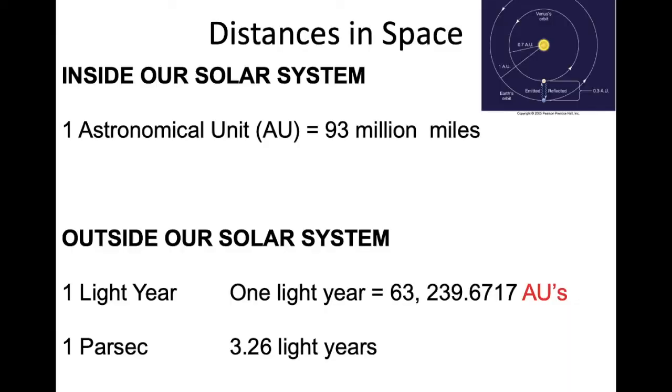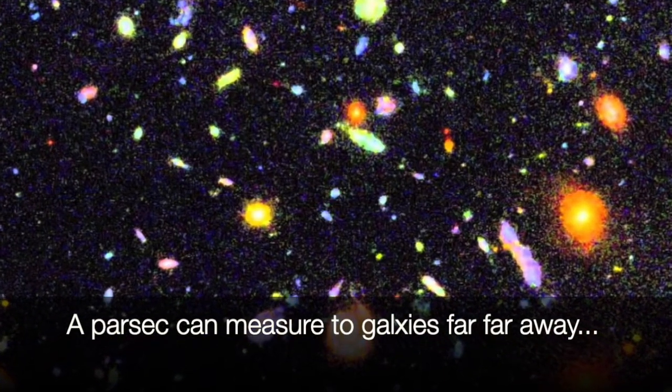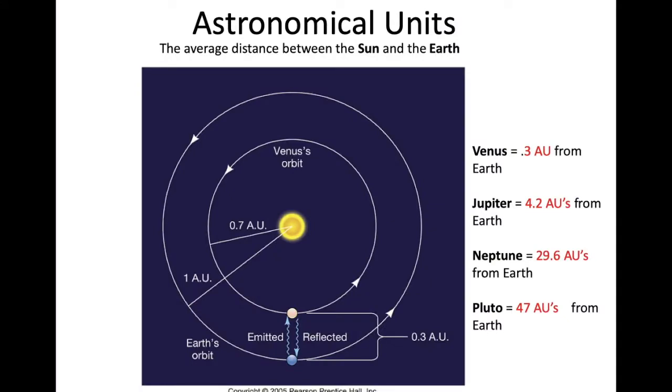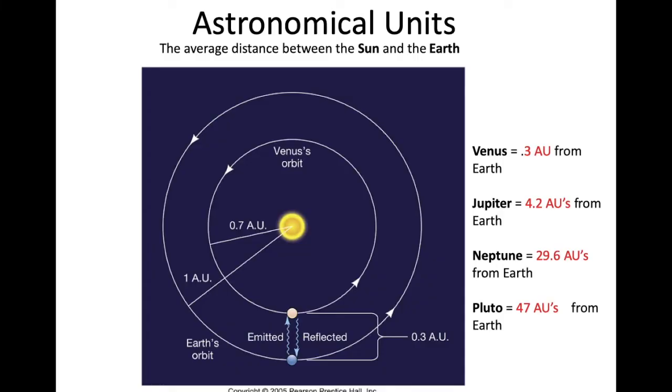Then we can get even bigger than that, and we could talk about a parsec, which is equivalent to 3.26 light years. So these are different distances in astronomical units if you're trying to see what kind of these distances are, to kind of wrap your head around them. So if you wanted to go from Earth to Venus, it'd be 0.3 AUs. If we're going to Jupiter, 4.2. Neptune, even further away, 29.6 AUs. And then our former 9th planet, 47 AUs away.